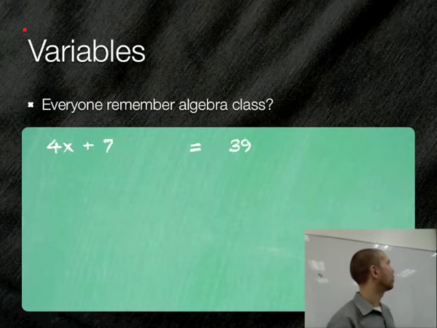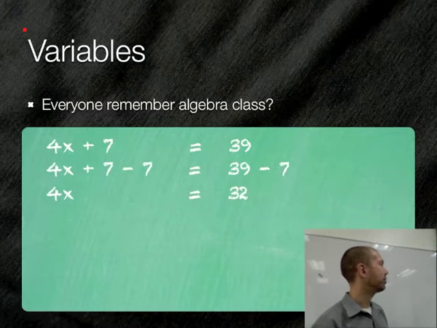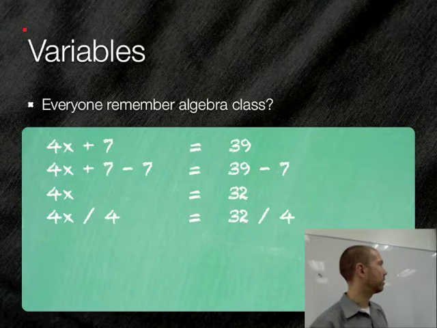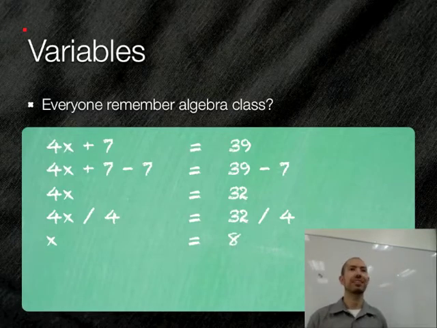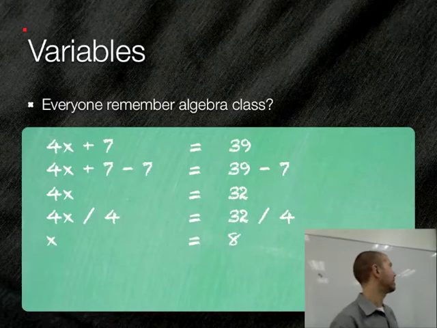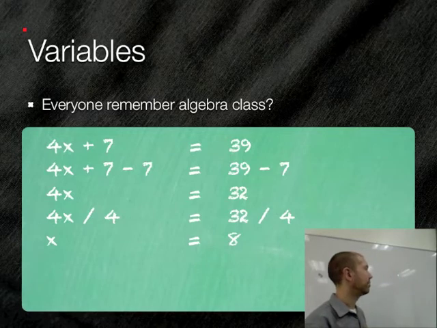And if you've got 4x plus 7 equals 39, then you can subtract 7 from both sides of this equation to get 4x equals 32. And you can divide both sides of the equation by 4 to get x equals 8, right? Everyone remember doing this as a young tweener who was very excited about algebra? So this is an algebraic equation, and what do we call x here in this equation?